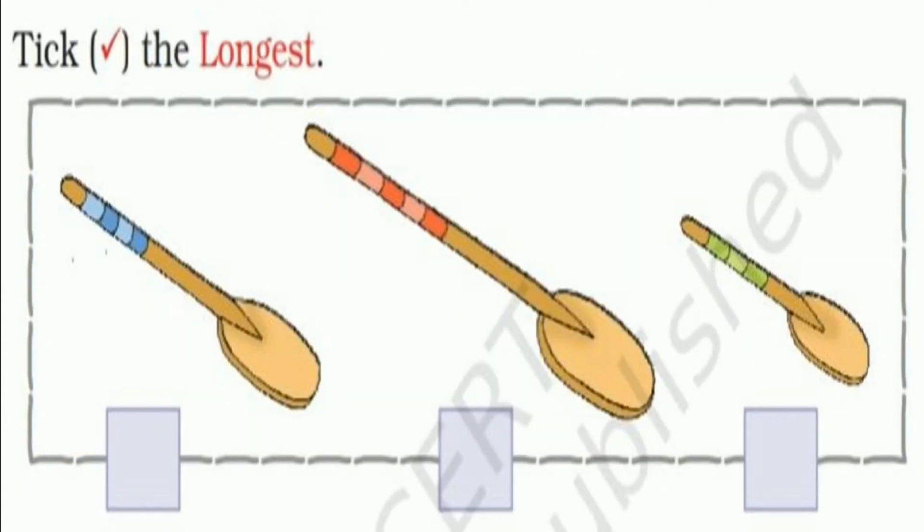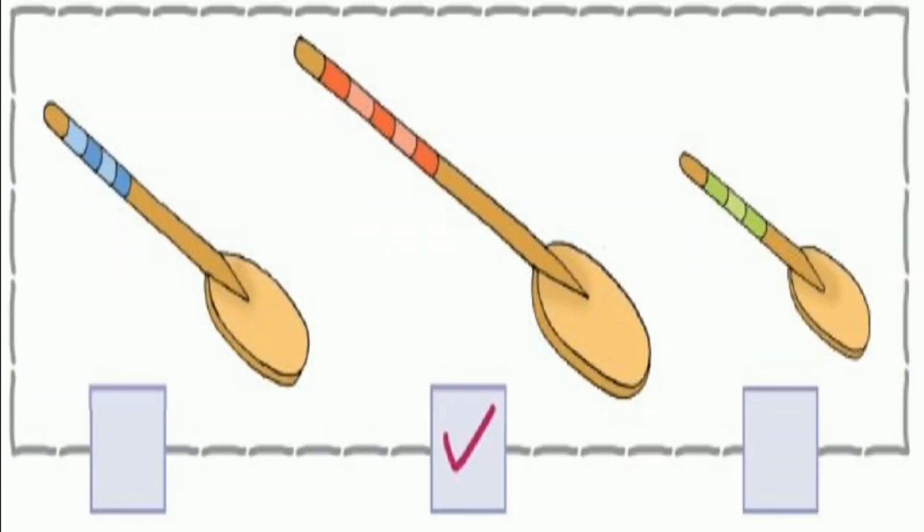Tick the longest. Children, here you can see three paddlers. We have to tick the longest paddler. Look at the picture and say which is the longest, children, among three? Yes, the second one, right? So we shall tick the second paddler. The second paddler is the longest among three.